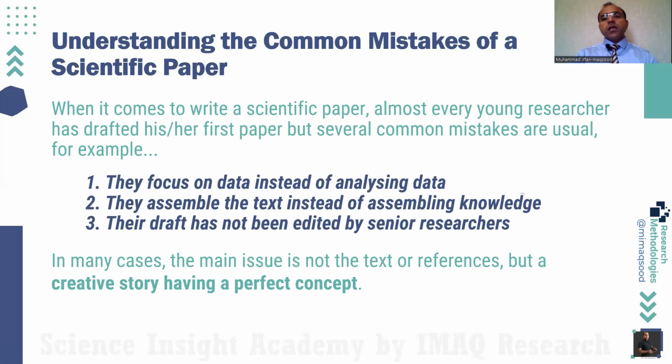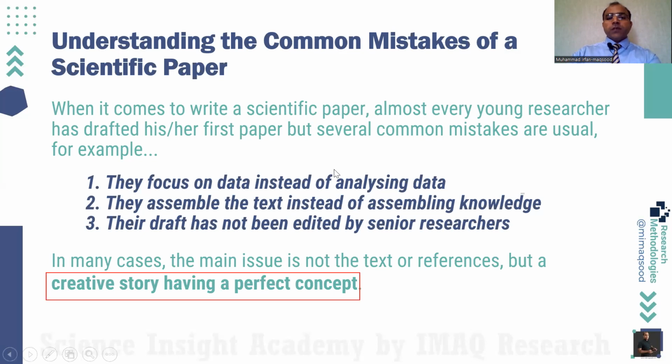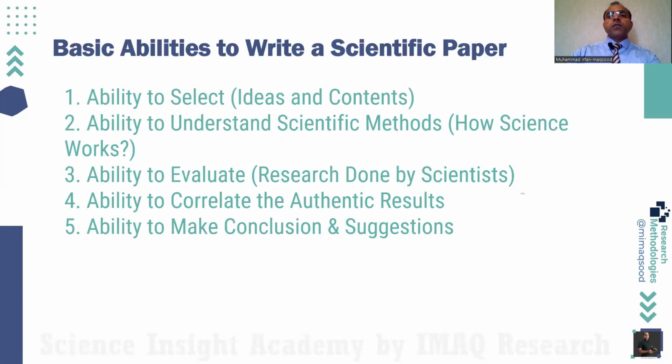So in many cases, the main issue is not about these things. It is about a creative story having a perfect concept. It means the story is not creative. They are analyzing the data, assembling the knowledge, and having it edited by researchers, but the story is not creative, and there is no perfect concept. It means, why are you going to publish this paper? So a creative story having a perfect concept is one of the most important things.